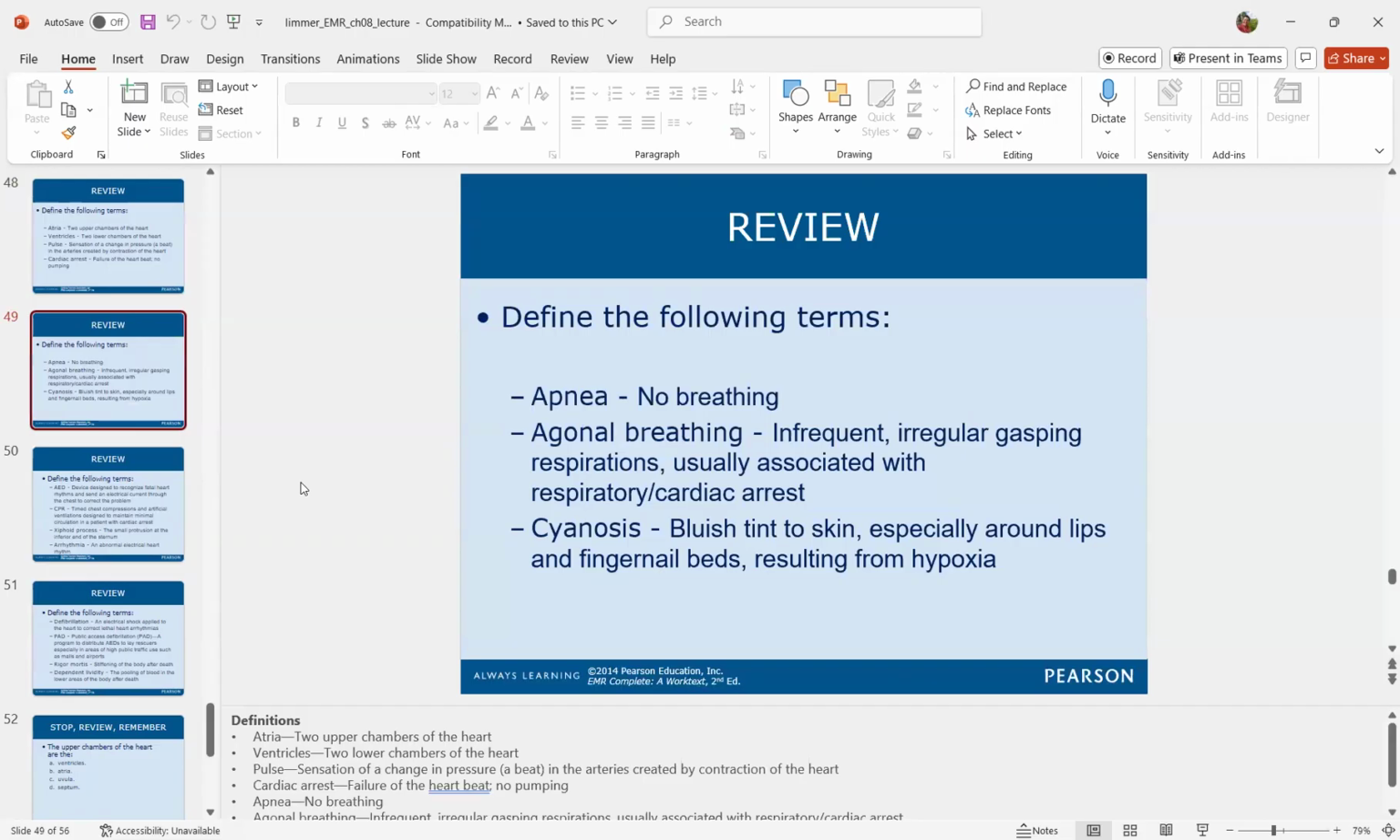Apnea is no breathing. They're apneic or not breathing. Agonal breathing is infrequent, irregular gasping respirations, usually associated with respiratory or cardiac arrest, which happens post-cardiac arrest. So if they're still in agonal breathing, we have a good chance, if we start CPR, to hopefully get them back. Cyanosis is a bluish tint to the skin, especially around the lips and fingernail beds, resulting from hypoxia or lack of oxygen.